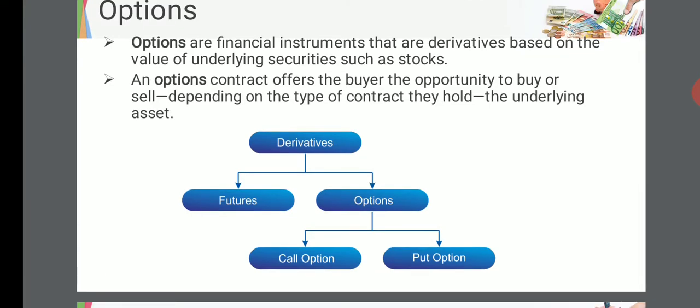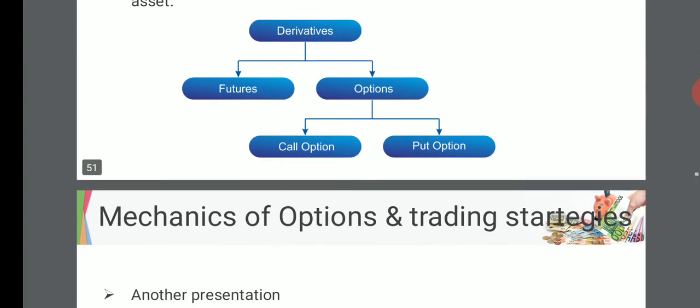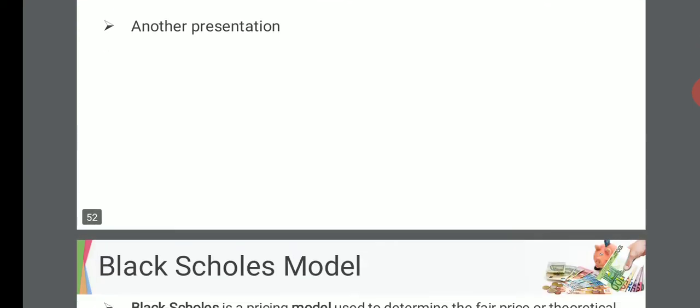We have already gone through this flow chart as well. Derivatives are futures and options; options are call option and put option. Call option is the option to buy and put option is the option to sell. Mechanics of options and trading strategies we'll discuss in another, altogether different presentation.